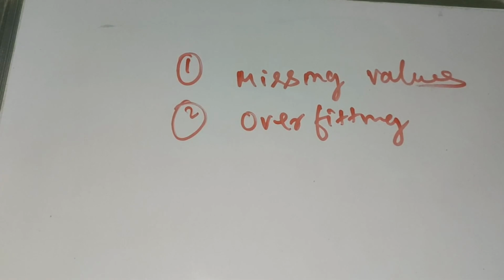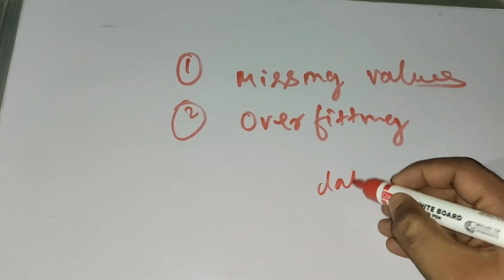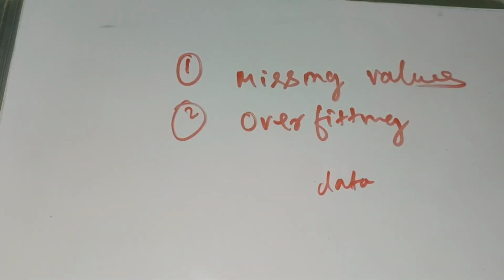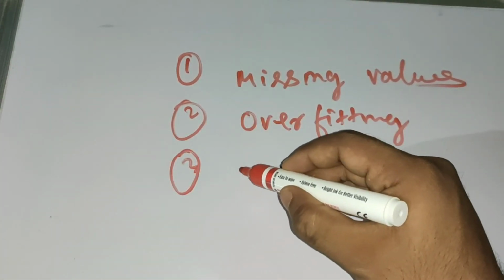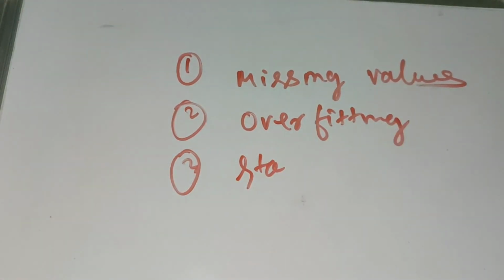If any small change appears in the data, then the decision tree structure will be different. That's why this decision tree is not stable. Stability is not there.